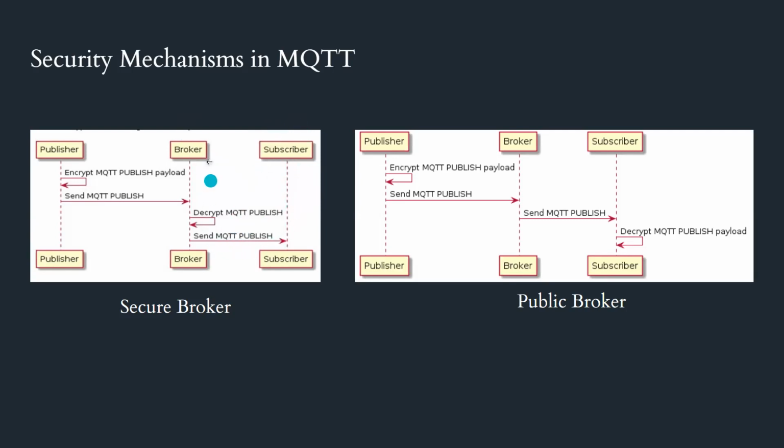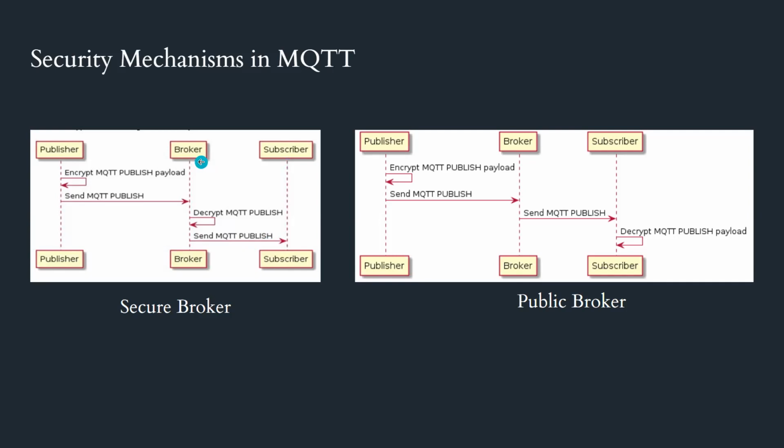So actually the broker can encrypt the data again and send it to the subscriber as well. However, since the broker is a secure broker, the broker is able to send the data without any encryption applied on the data to the subscriber.